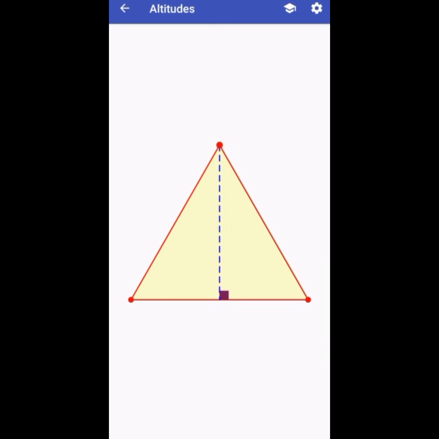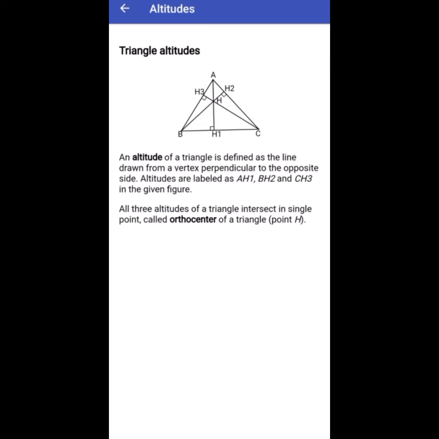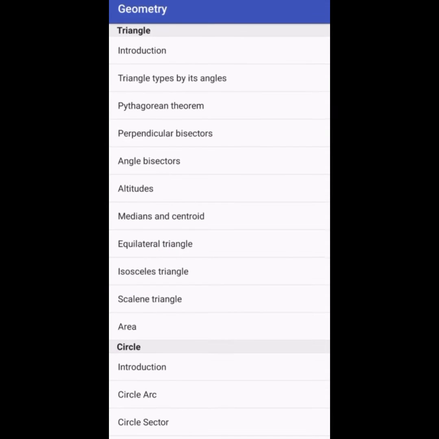Next is altitude. When we say altitude, as you can see in the video, I adjusted it, and according to their definition, the altitude of a triangle is defined as the line drawn from a vertex perpendicular to the opposite side. Altitudes are labeled as AH1, BH2, and CH3 in the given figure. So when they intersect in a single point, it is called the orthocenter of a triangle or point H. As you can see, H3, H1, H2. So that is the orthocenter. So we are done with altitude.